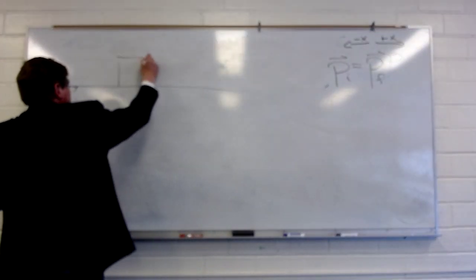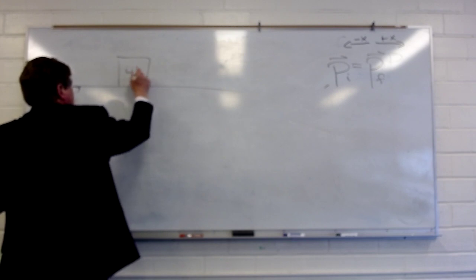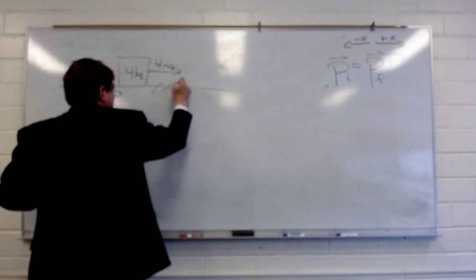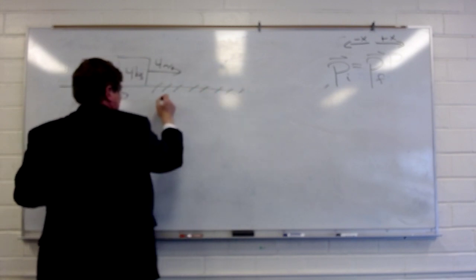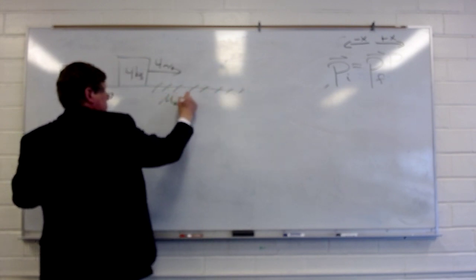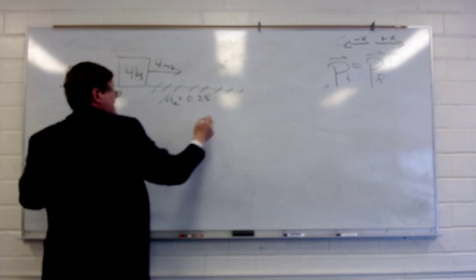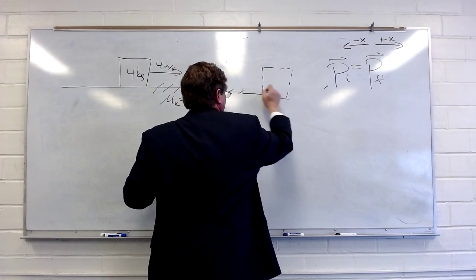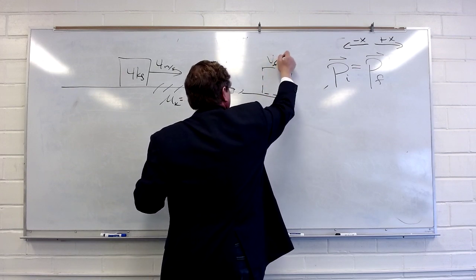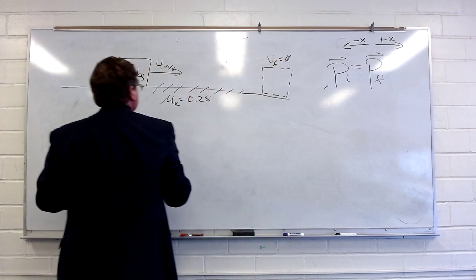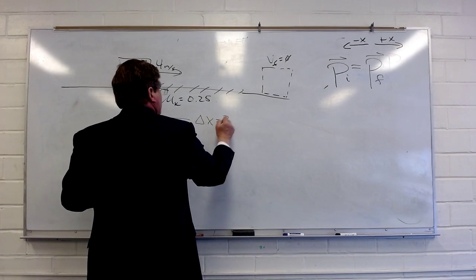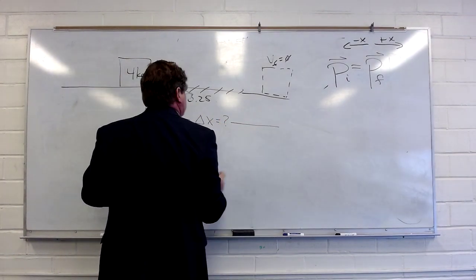So I have a big block of 4 kilograms moving at 4 meters per second. It hits this rough patch where mu sub k is 1/4, and eventually it stops. And we want to know how far does it go.